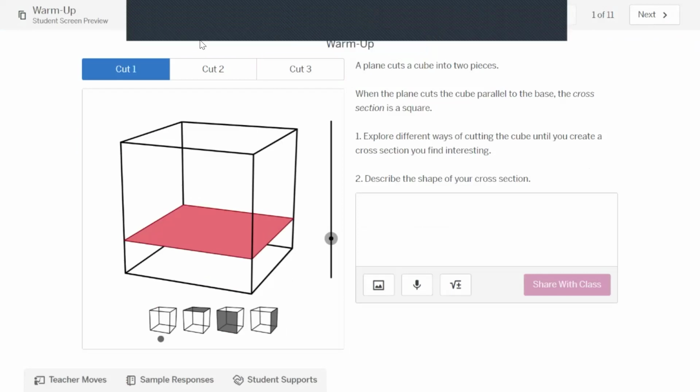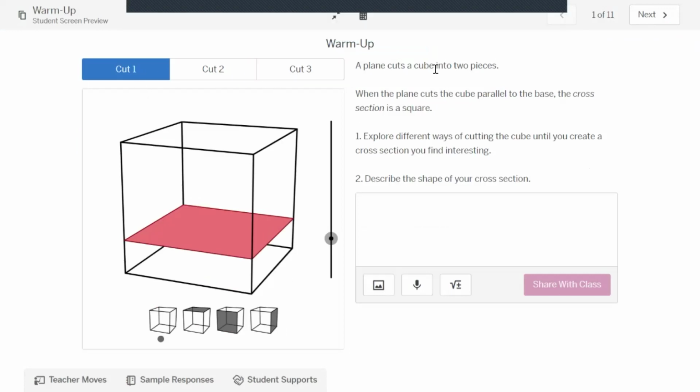So our warm up consists of cut one, cut two, and cut three. A plane, this is the plane right here. When the plane cuts a cube parallel to the base, this is the base, it's parallel to the base. The cross section is a square because why? It's a cube.